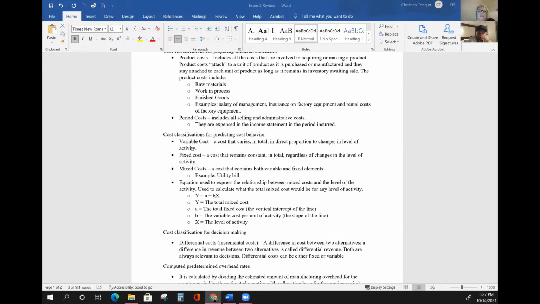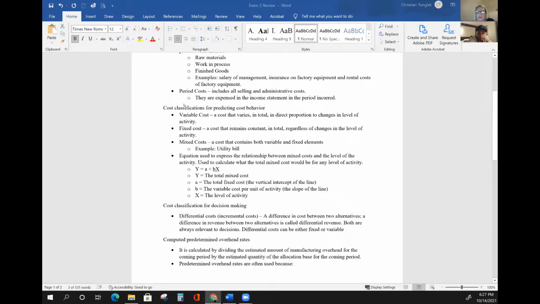And then we have cost classifications for predicting the cost behavior. So we have some costs that are variable costs. What does that mean?